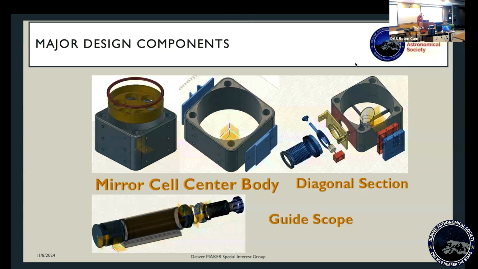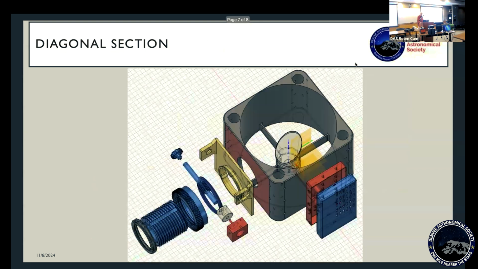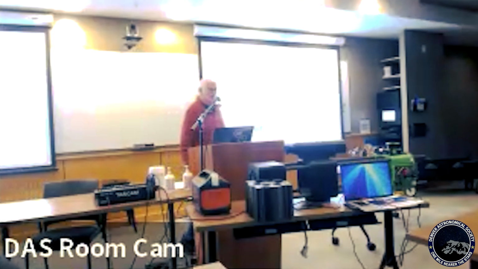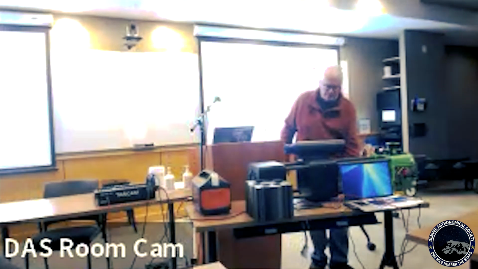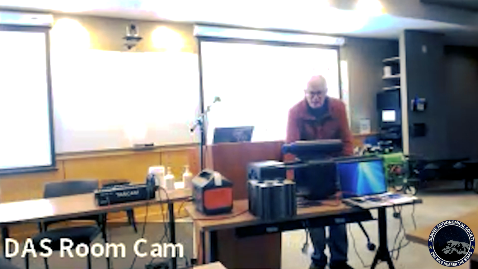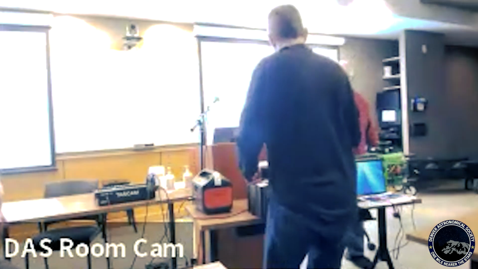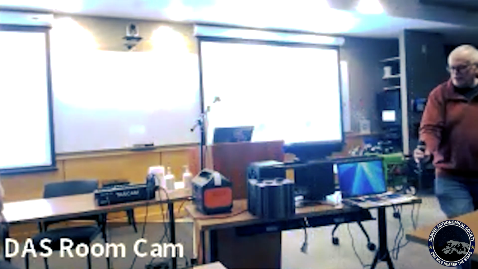This is some of the pictures of the AutoCAD design. Those are the 3 major sections, and then the guide scope at the bottom. And there's just a close-up of the diagonal section. So a lot of 1,000 little tiny details to make this happen. So what I'm going to do now is demonstrate the focuser to you guys. Those of you in the room will be able to see this better.